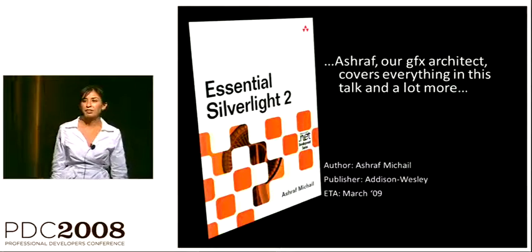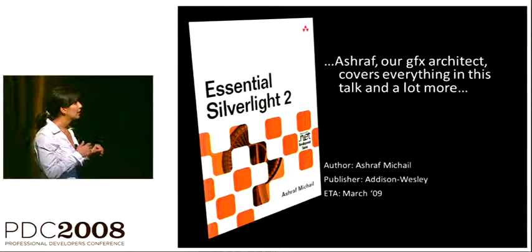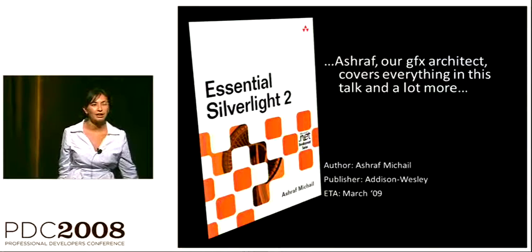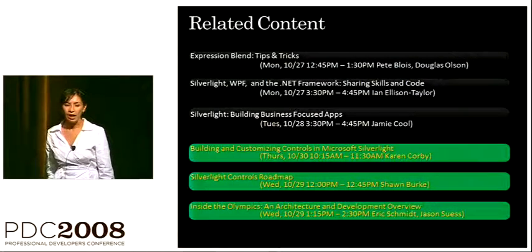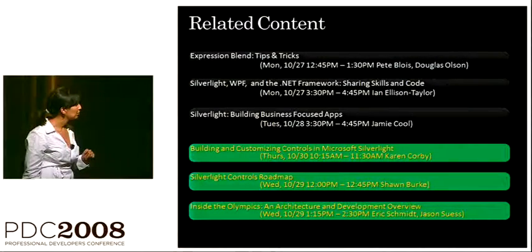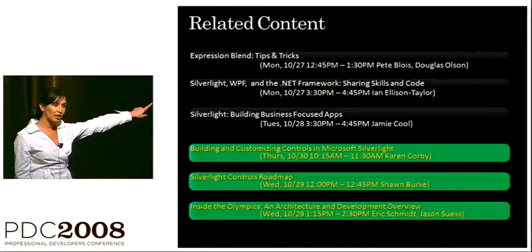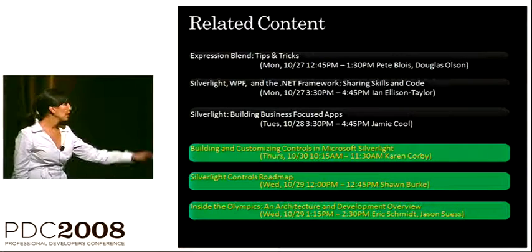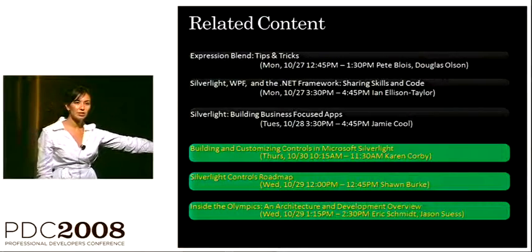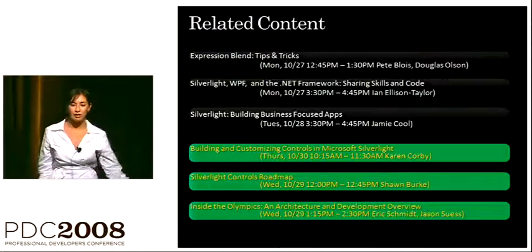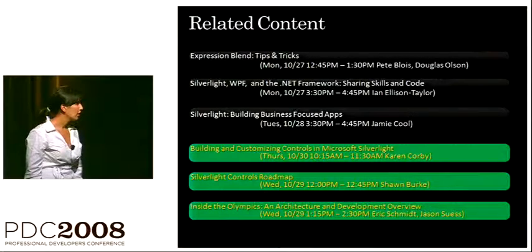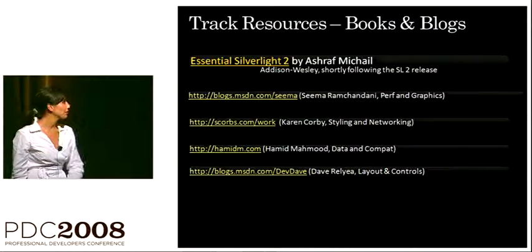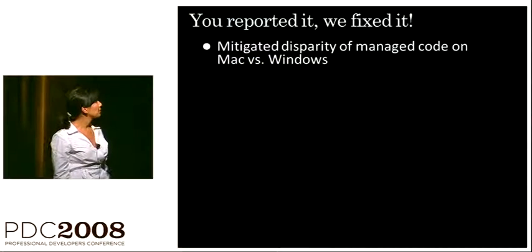Ashraf is our graphics architect, and he helped review the slides at the beginning, and he actually covers everything in our talk and a lot more in his book, which is coming out in March. And there's quite a few talks that we'll be covering. I gave a plug to Karen Corby's talk on specifically the control story and how to build better controls. Eric Schmidt and Jason Suess will be talking about the Olympics. There was a lot of performance work within that, and you can ask them questions about our workflow there. Quite a few blogs. They'll be linked again back into the slides that are available publicly.